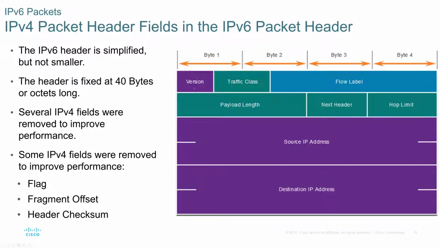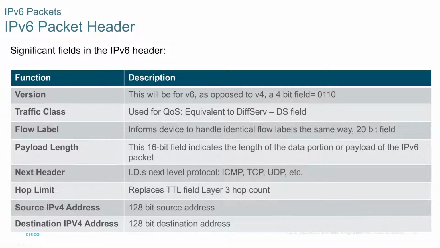Version for IPv6 in binary would be 0110 or 6. The traffic class is for our quality of service markings. So version for IPv6, as opposed to IPv4, the 4-bit field will be 6 in binary or 0110. The traffic class is for quality of service. The flow label informs a device to handle identical flow labels the same way.